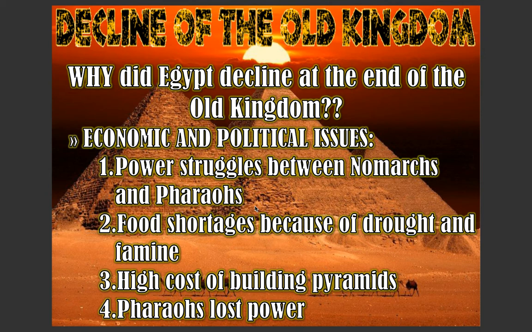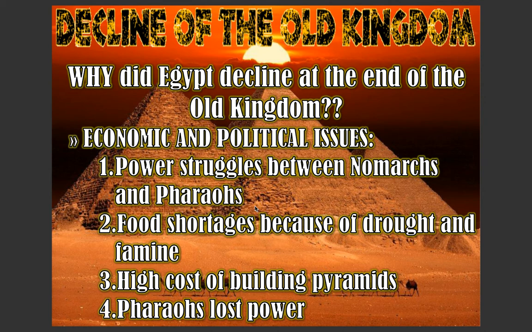These pyramids took many, many, many years to complete, and it took a lot of manpower and a lot of materials and a lot of money to make these pyramids. And eventually, the pharaohs who were using all of the taxpayers' money to make these pyramids went broke. There was no more money to spend on these pyramids, so they made the Egyptian economy crumble as well.